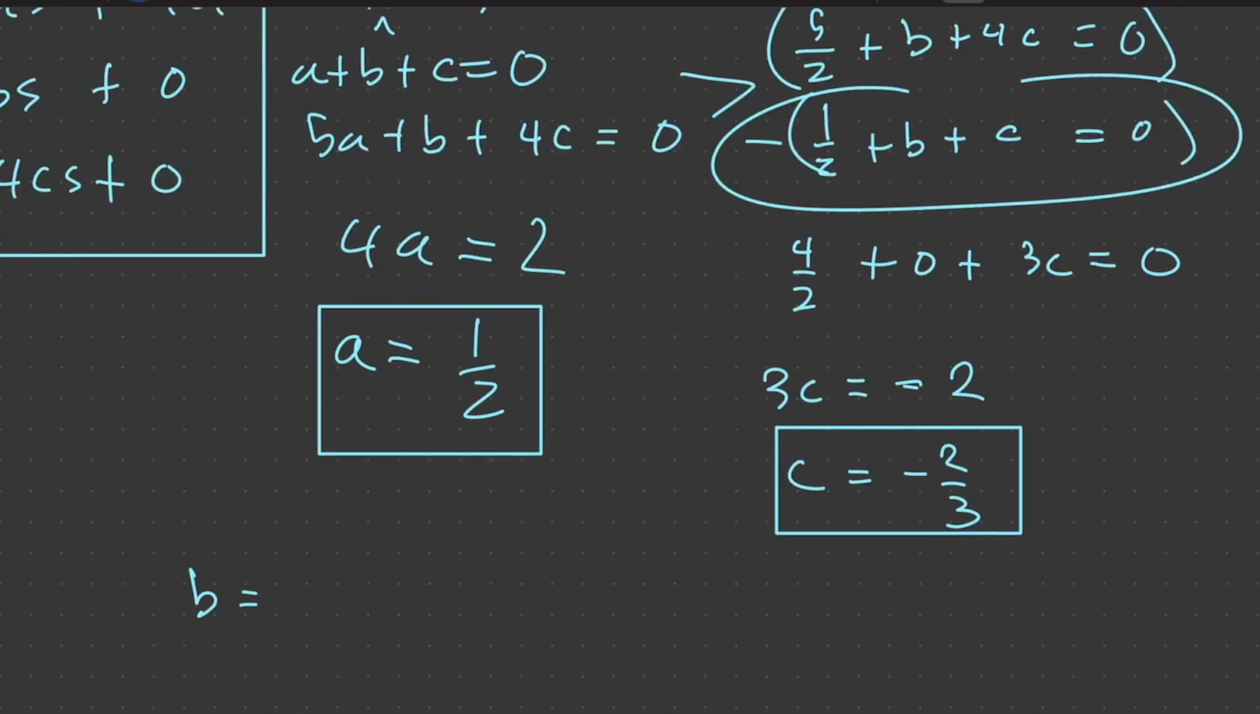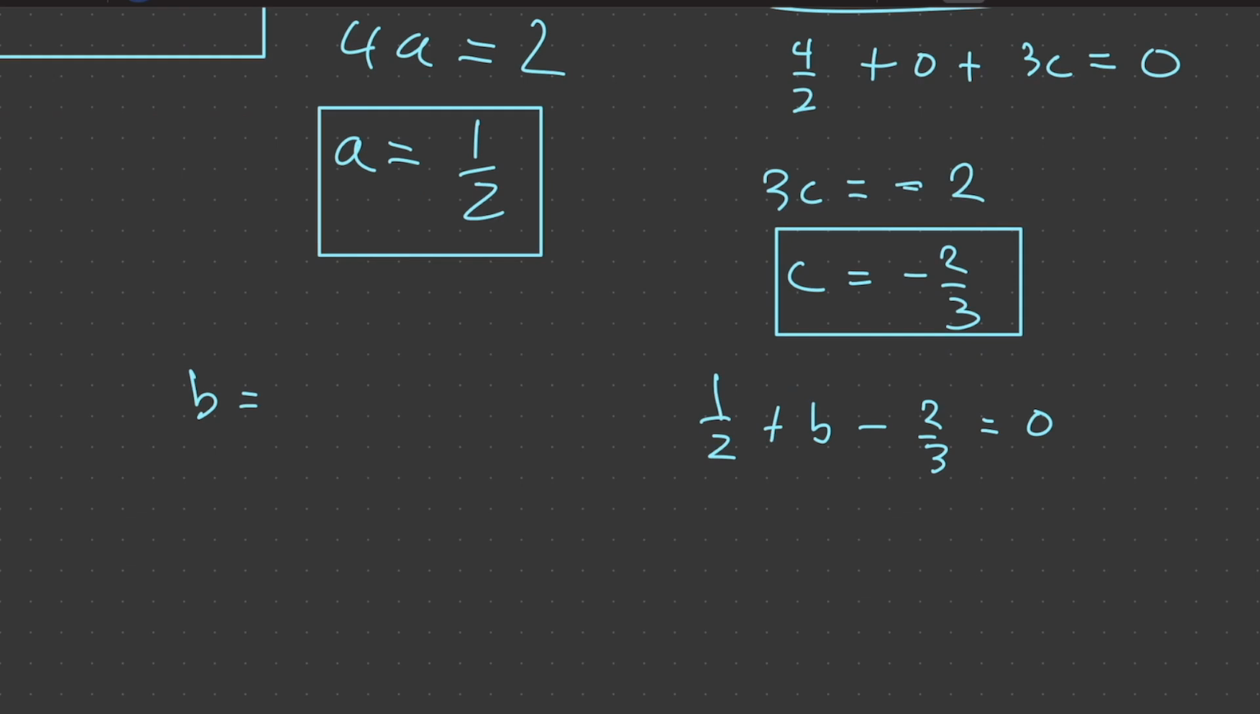We have 1/2 plus b minus 2/3, it's equal to 0. Okay, b is equal to 2/3 minus 1/2. Put this into the same denominators. We get b is equal to 1/6. Okay.